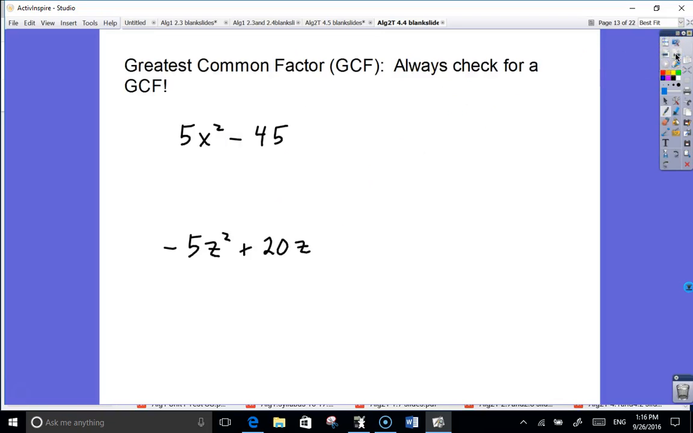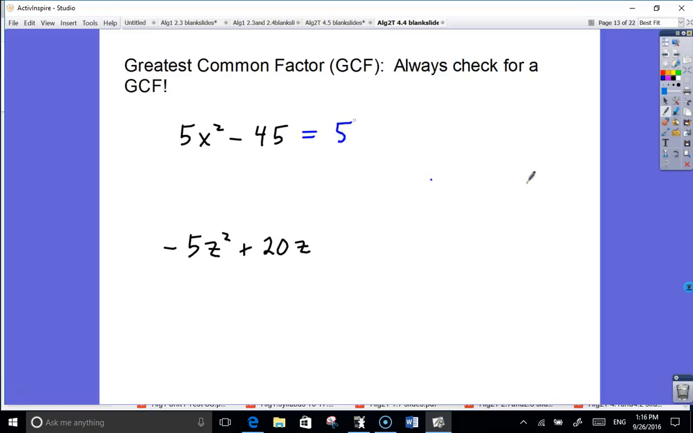Okay. So now, like we saw in the homework, we saw some greatest common factors that we had to take out. And we will have to do that here too. So let's just do a couple practice of that. The first one, what's the greatest common factor? It looks like there's a 5, right?